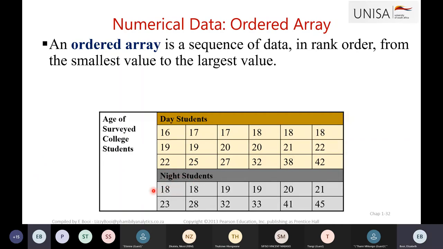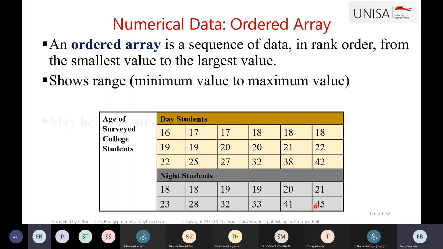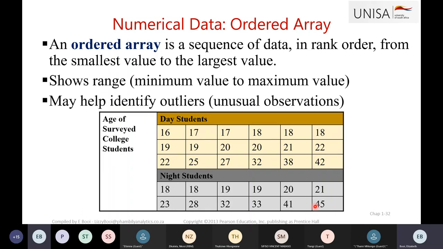Also for the night, the lowest value is 18, 19. So you can see that it is in order of lowest to highest. Since I have ordered my data from lowest to highest, you are also able to see clearly if there are any outliers, if there is a value that is way outside of the other values.